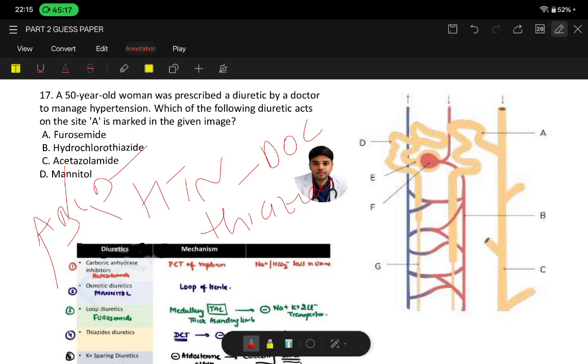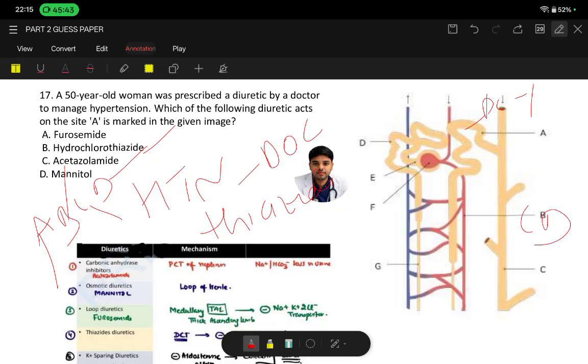Okay, now thiazides. Tell me here, a 50-year-old woman is prescribed a diuretic by the doctor to manage hypertension. Even if you don't see this one, you will mark the answer as option B, hydrochlorothiazide. This is your DCT now. This is your CD.